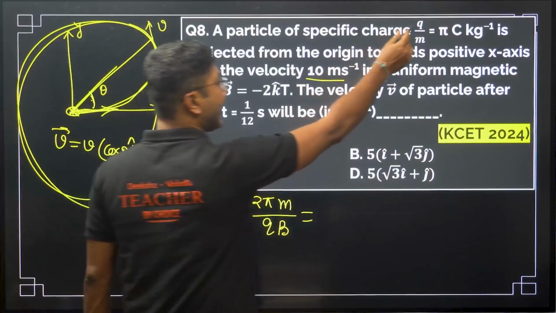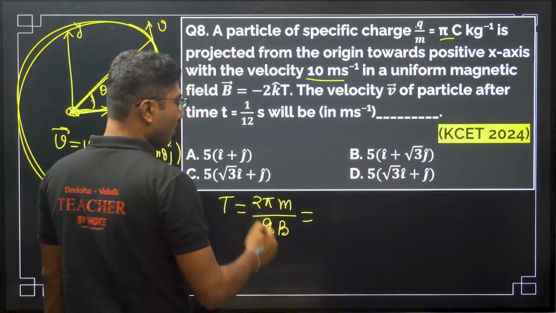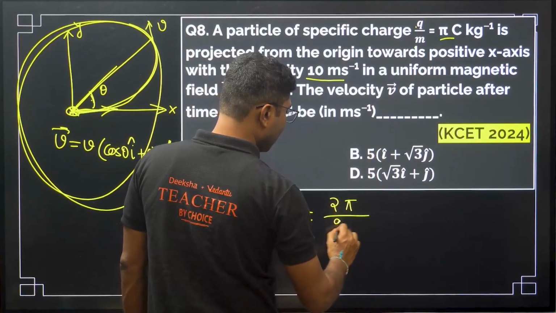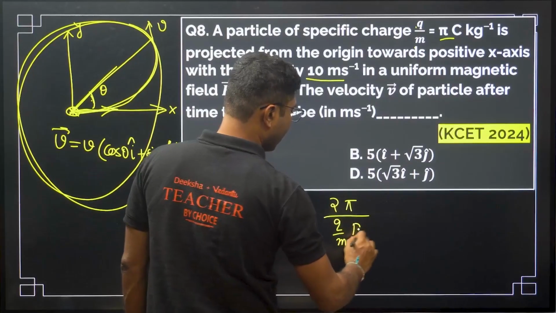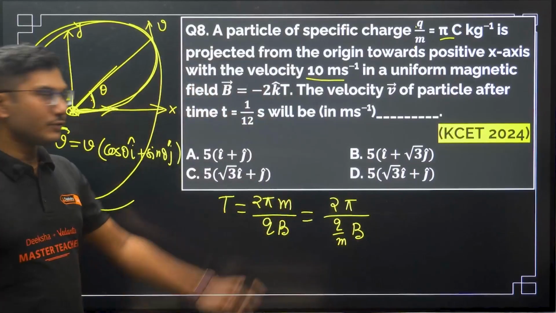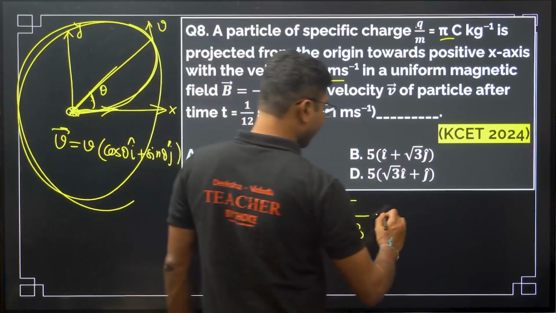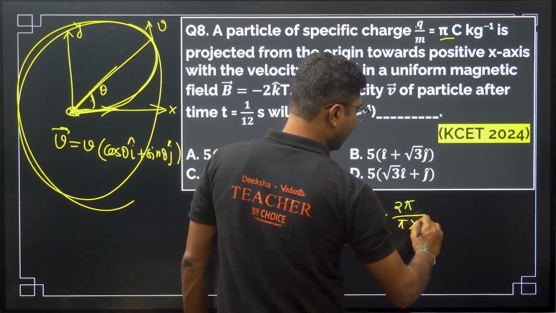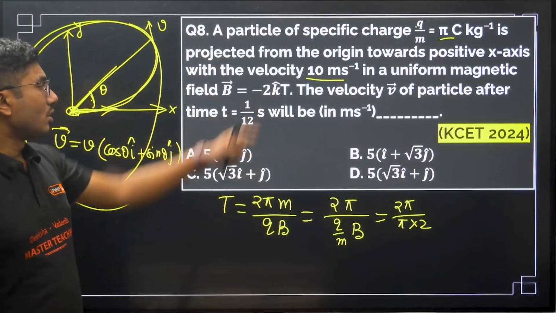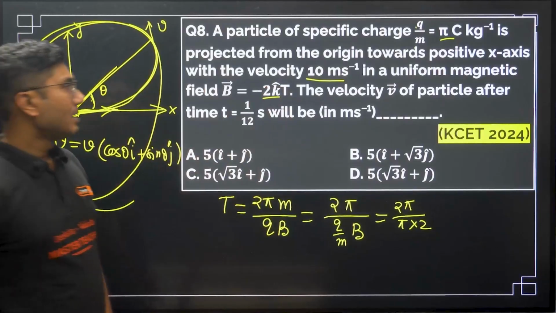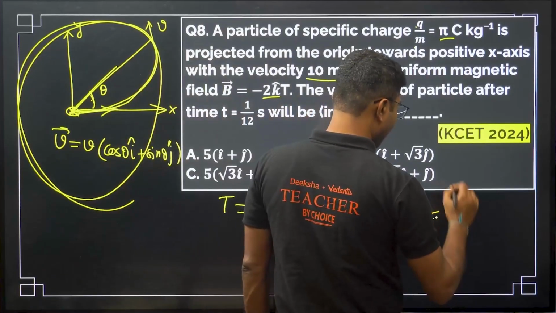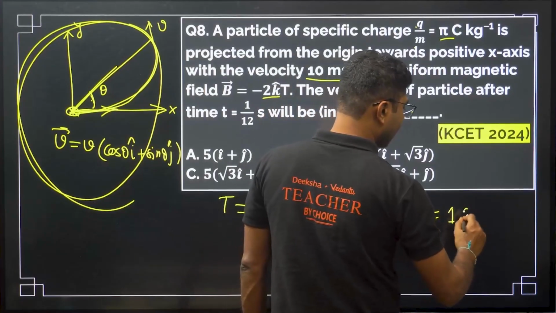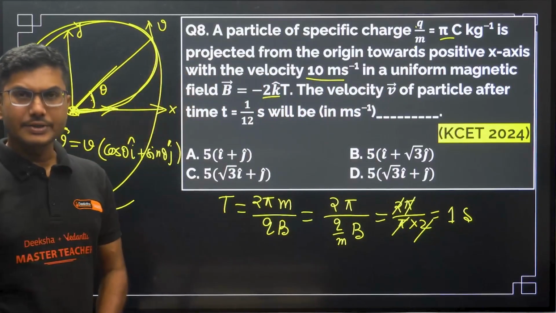Now time period is 2 pi m by qB. The q by m value is given as pi, so 2 pi divided by (q by m) times B. I have taken this m in the division, so it will be division of division. Now let's put the values. It is 2 pi into pi, and the magnitude of magnetic field is 2 kilo Tesla, where the magnitude of k is 1. So pi cancels, 2 cancels, you get 1 second. So the total time period is 1 second.